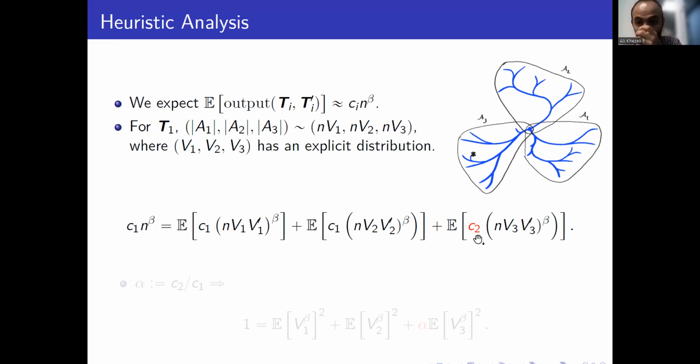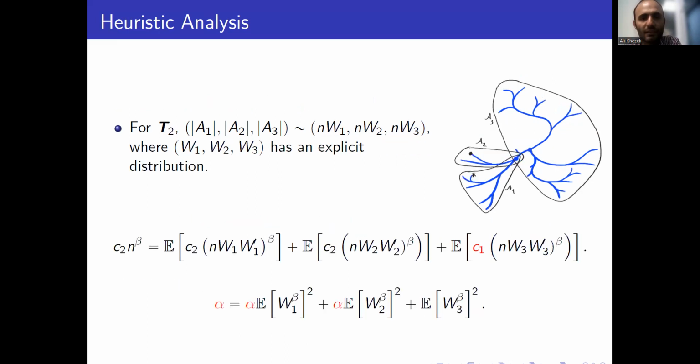So it's different from the previous equations because there are C1 and C2 in the equation. If we divide by n to the beta and also divide by C1, and we call alpha to be C2 over C1, we obtain this identity. Note that in this identity, there are only alpha and beta unknown. The distribution of V1, V2, and V3 is exactly known. So we have one equation with two parameters. We need another equation to solve it.